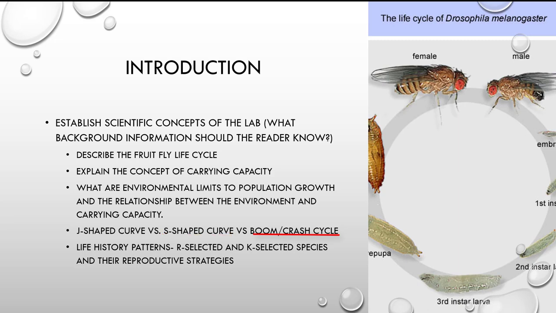So, you might need to describe those types of population growth rates. And then finally, you'll probably want to discuss the life history patterns. So what are R-selected species versus K-selected species, and what are their reproductive strategies? All of those different concepts, we need to lay that foundation down for the reader, because that will apply to what we know about the fruit fly, and it'll help us understand what we see in the results of the experiment.